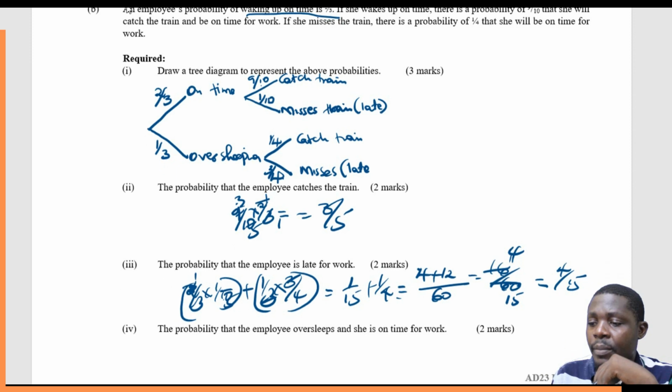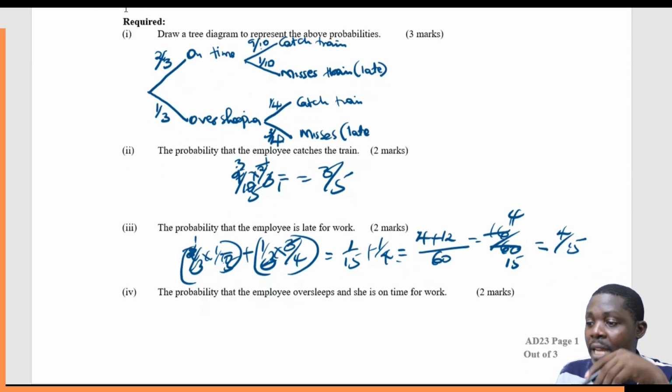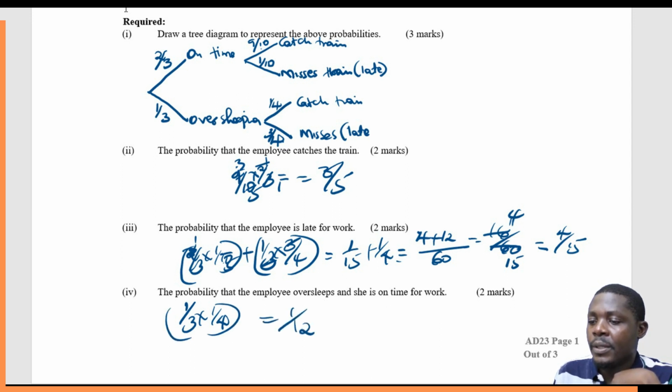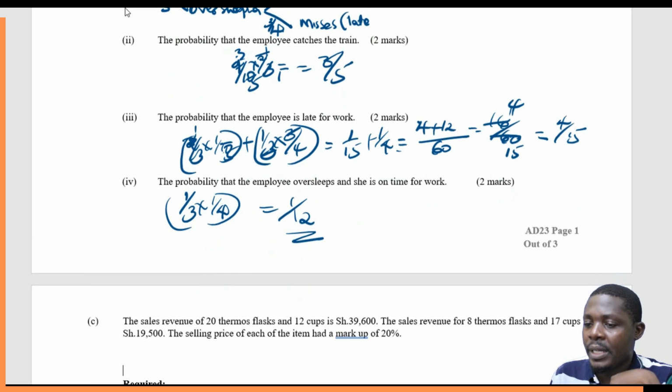The probability the employee oversleeps and she's on time for work. That is 1 over 3 multiplied by 1 over 4, which is 1 over 12. Probability she oversleeps, but she will be on time for work.